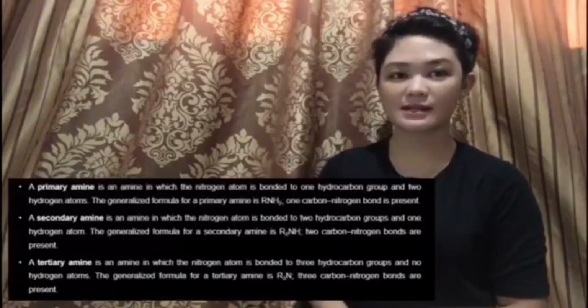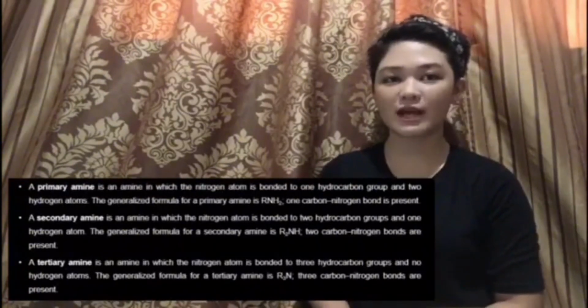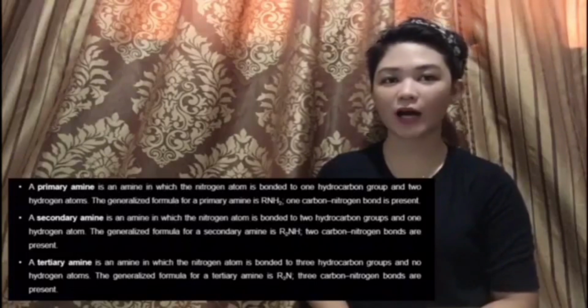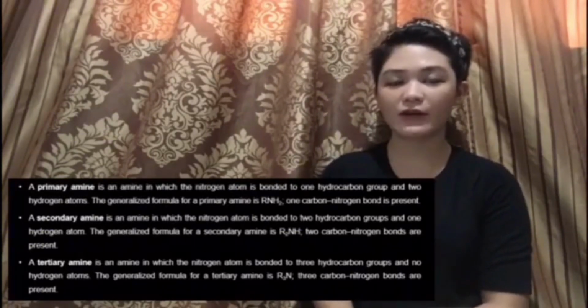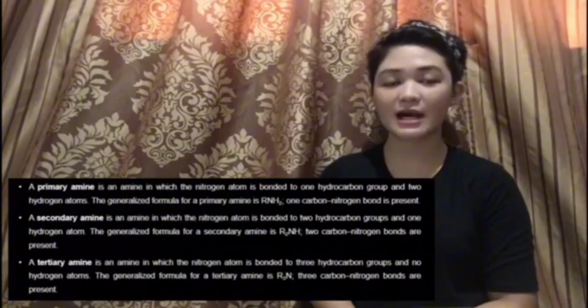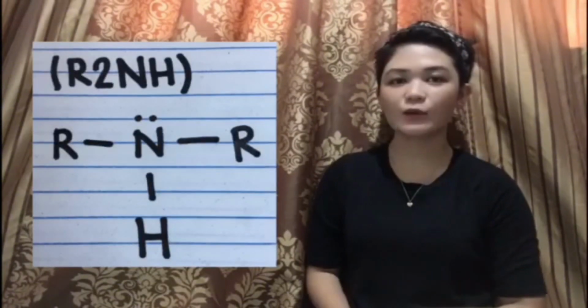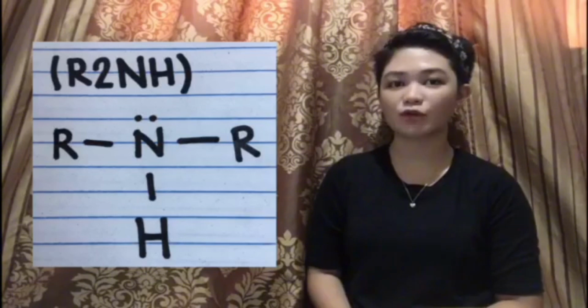So the next one is the secondary amine. A secondary amine is an amine in which the nitrogen atom is bonded to 2 hydrocarbon groups and 1 hydrogen atom. The generalized formula for a secondary amine is R2NH. 2 carbon-nitrogen bonds are present. So we can see in the example the simplest structure of a secondary amine, in which the generalized formula is R2NH, in which the nitrogen is bonded to 2 hydrocarbon groups and 1 hydrogen atom.